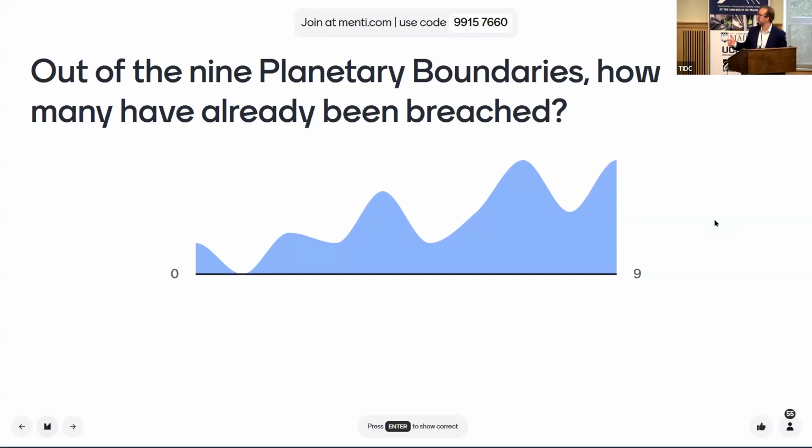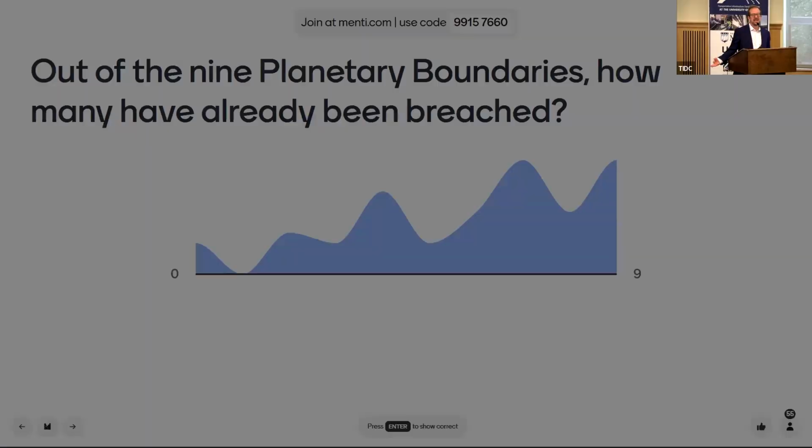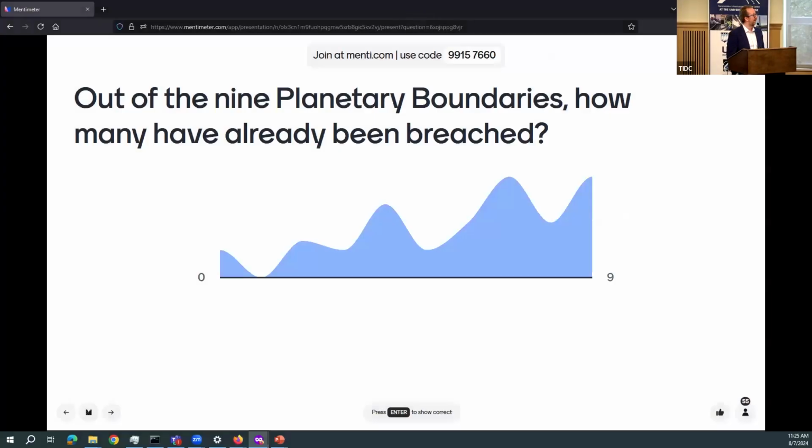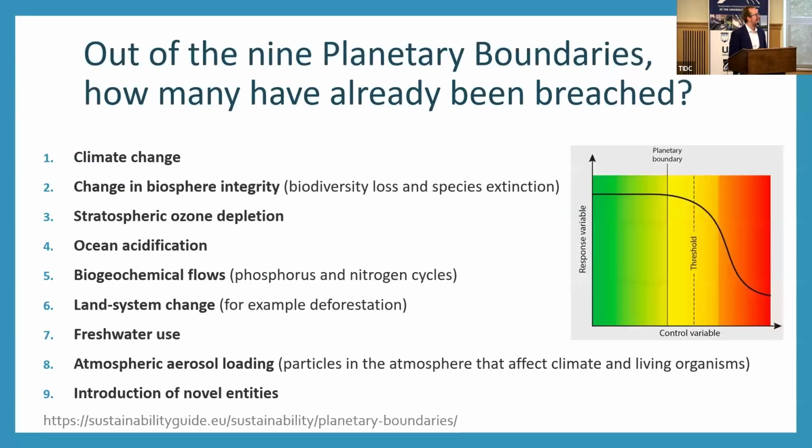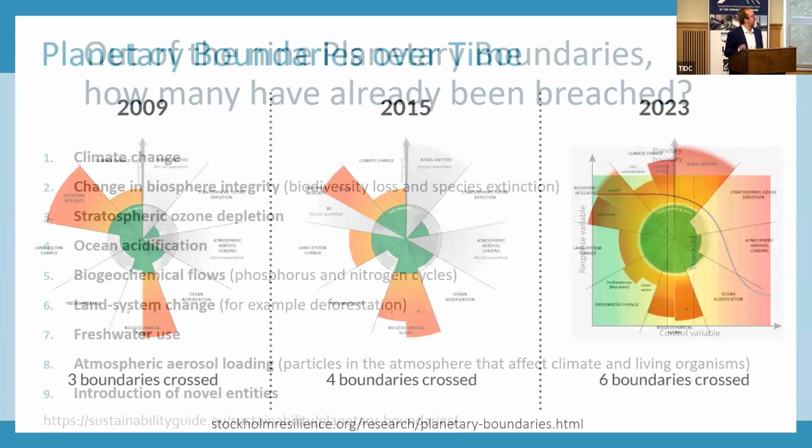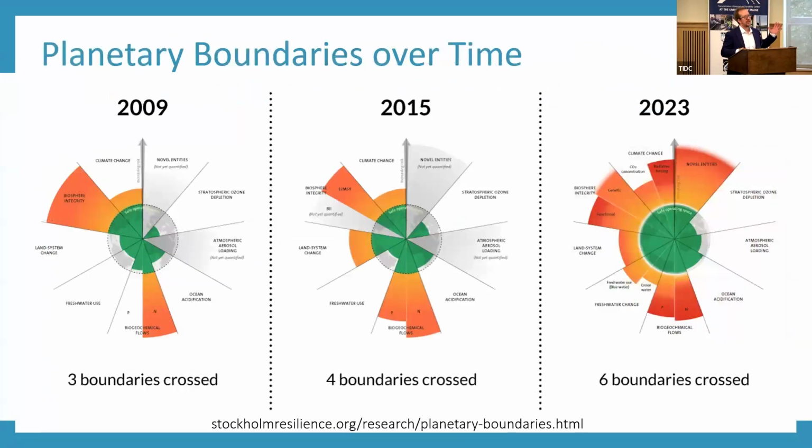And we can switch back to the slides now. The answer is 6. So pretty close. The hive mind worked. And what we can see over time as they've been tracking them, we can go to the next slide, please. Oh, I have a clicker here. That's right. Back in 2009, 3 of the boundaries had been transgressed. In 2015, they tracked another 4th. And now in 2023, we're closer to 6 of them being transgressed.